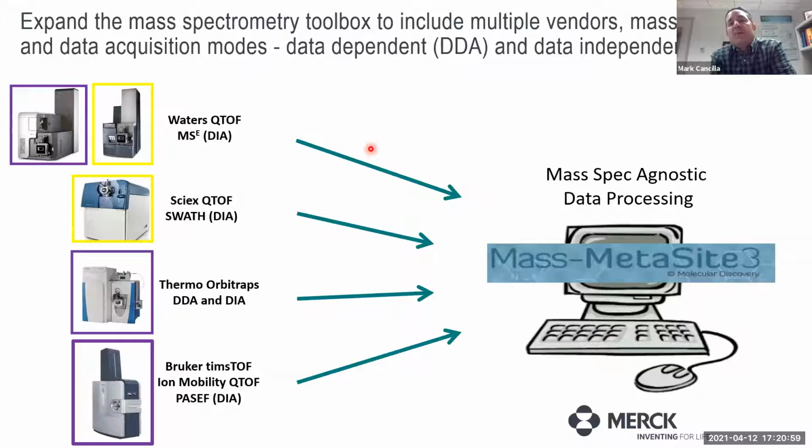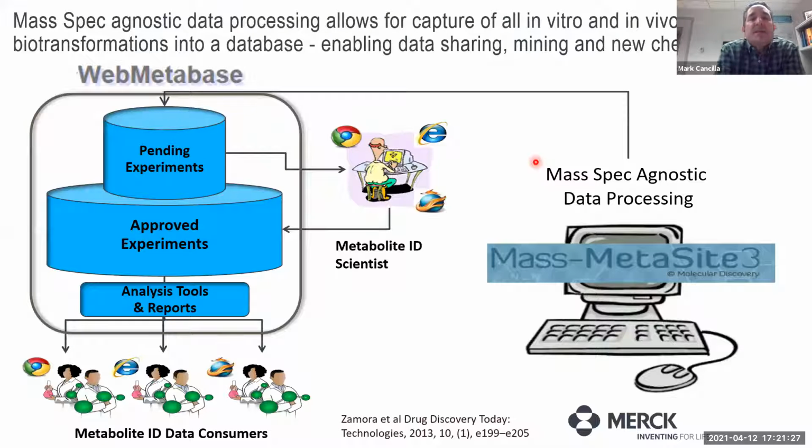So what we've done now is we have mass spec agnostic data processing. We're using Molecular Discovery's Mass MetaSite, which is able to process and analyze all the different vendors' raw files, so to speak. And then we can use that as an agnostic platform for looking at our data. It's really efficient. So then the next step is putting it into a database.